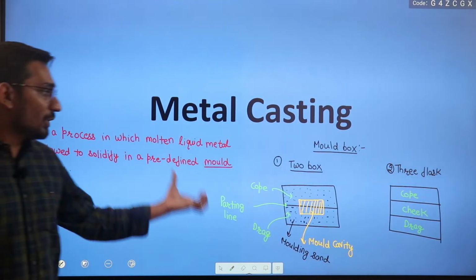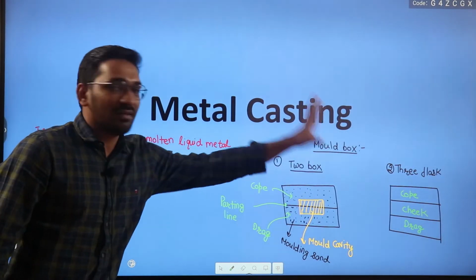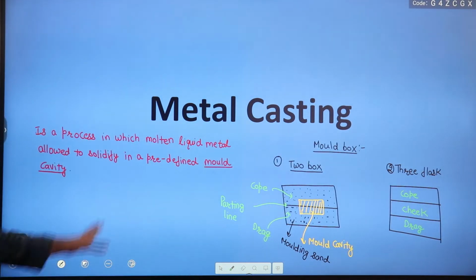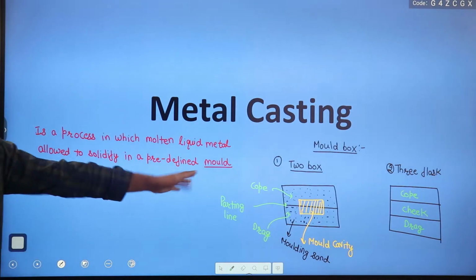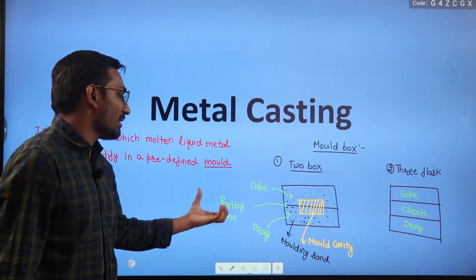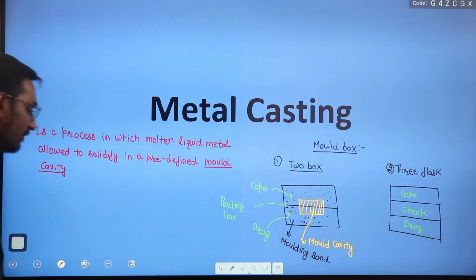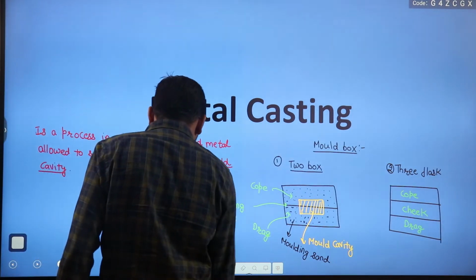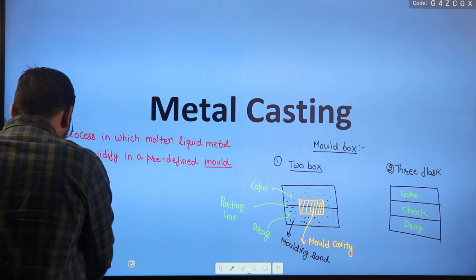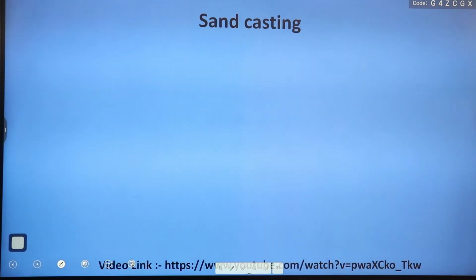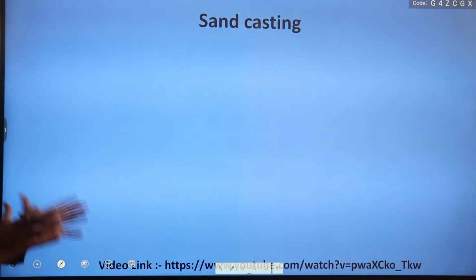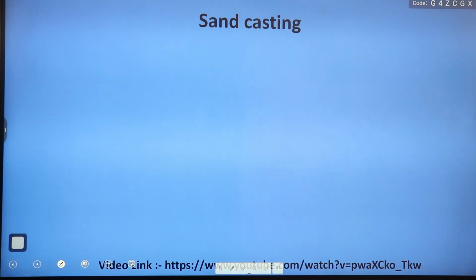So we have two types of mold box, two box system and three flask system, right? This is the basic definition, and we will discuss what is cope, drag, parting line and all in detail later on. So this is the basic definition of metal casting, right? Now let us start with sand casting. One of the most prominent casting types is sand casting.